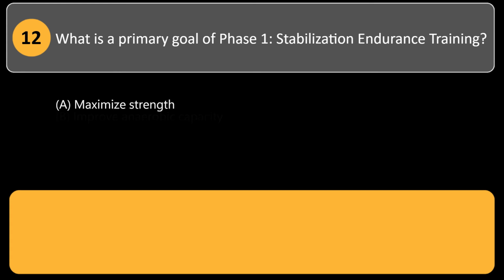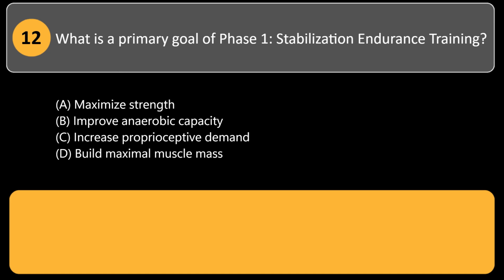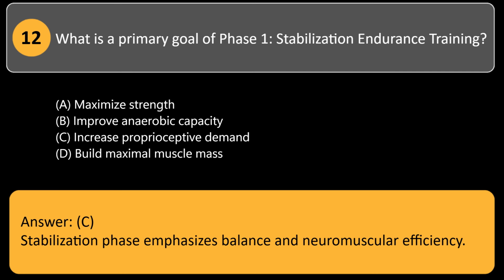What is the primary goal of Phase 1, stabilization endurance training? A. Maximize strength. B. Improve anaerobic capacity. C. Increase proprioceptive demand. D. Build maximal muscle mass. Answer: C. Stabilization phase emphasizes balance and neuromuscular efficiency.